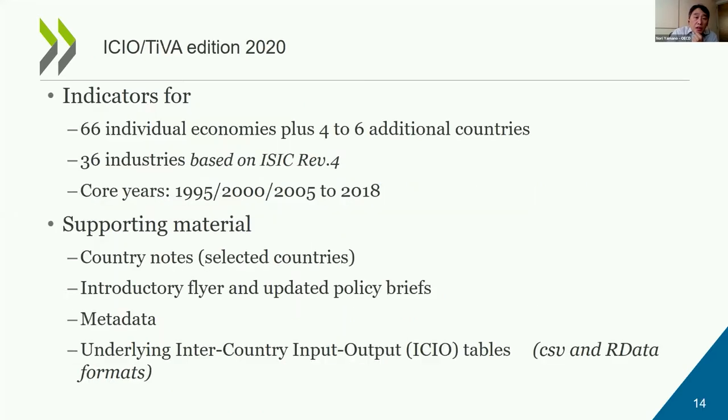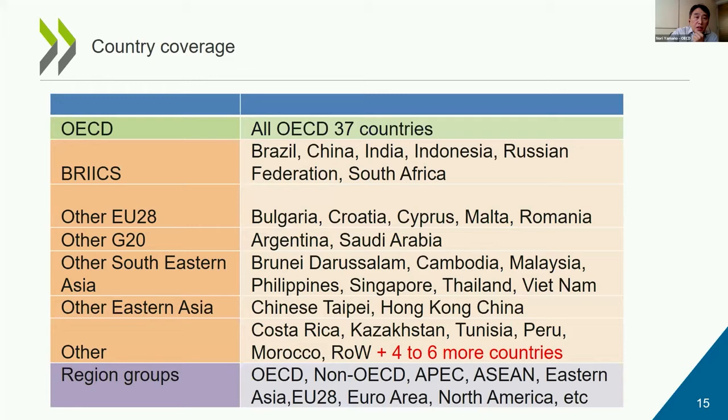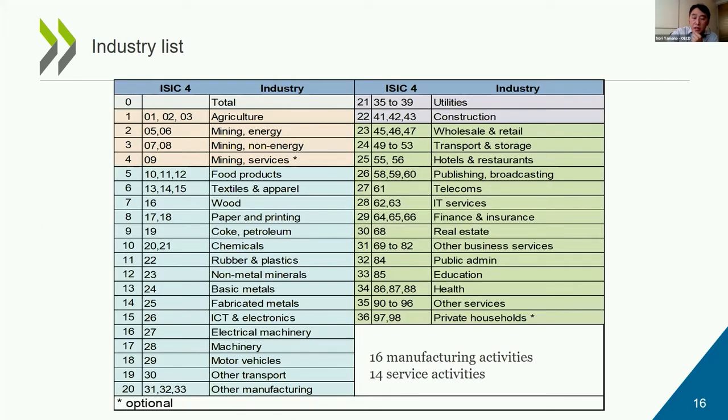So in the latest ICIO, which we will publish soon, in a few months' time, we have 66 individual economies plus rest of the world, and the industry classification is 36 industries, and the core years will be 1995 to 2018. So this is a summary of the country coverage. It's a summary of the industry list, 36 industries.